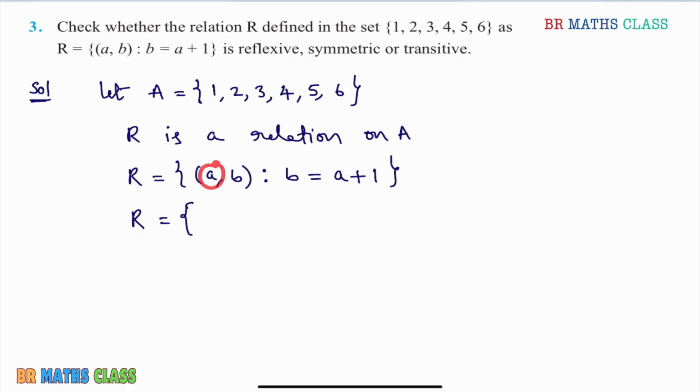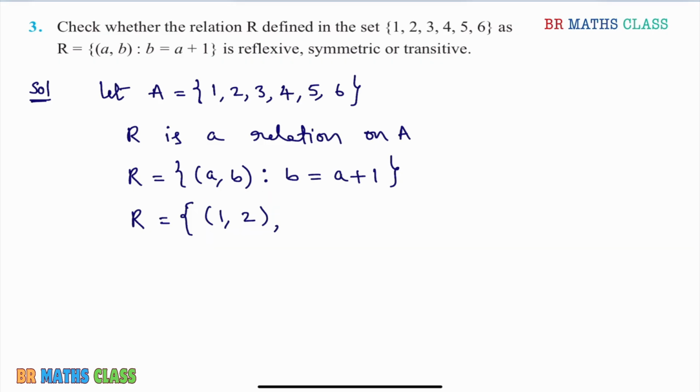So I'll write this relation in roster method so that we can easily identify whether this relation is reflexive, symmetric or transitive. As a must belong to set A, I'll take 1 in place of a. For a equal to 1, what will you get? b is 2, right? So the ordered pair (1, 2) belongs to this relation. Both 1 and 2 are in this set, and when I substitute a as 1 and b as 2, it satisfies.